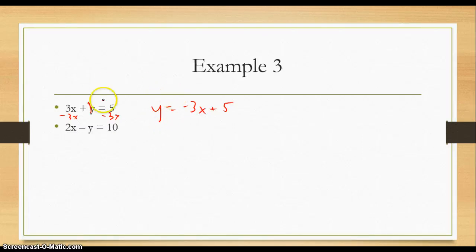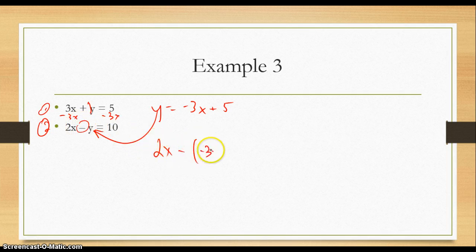And so we solved for the first one. Now we're going to plug in what we found. So for y, we're going to plug in negative 3x plus 5. Now this one's a little bit tricky with this subtraction sign here, so you have to be careful. Really this is saying 2x minus parentheses negative 3x plus 5 equals 10. So I have to distribute that negative first.